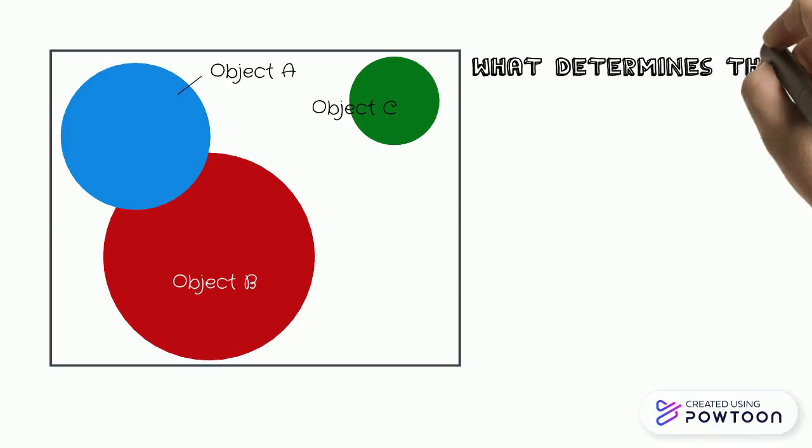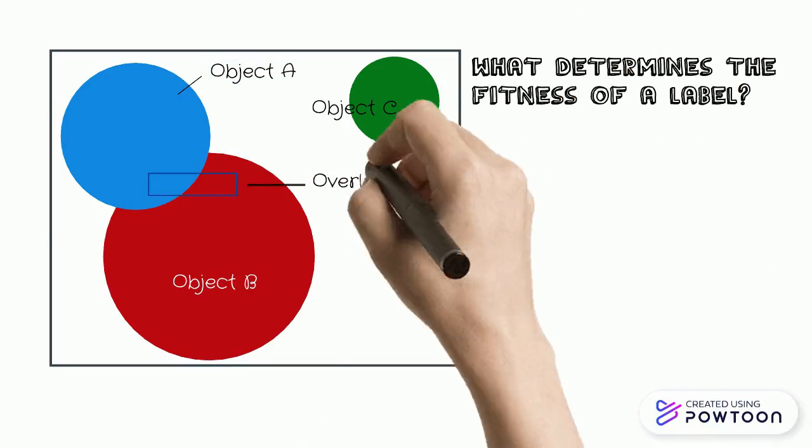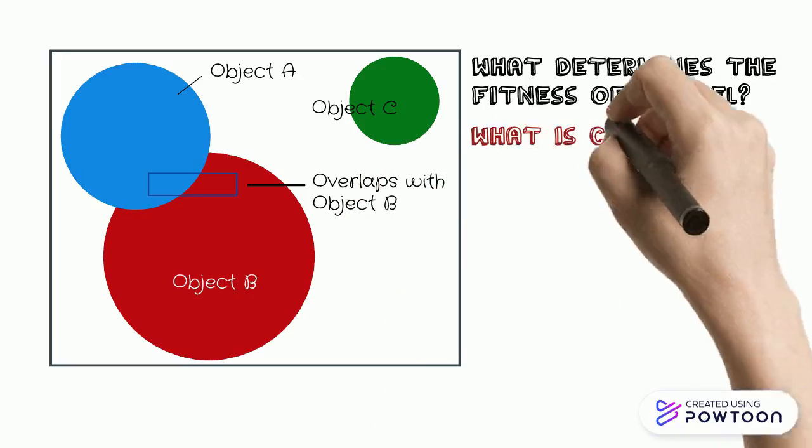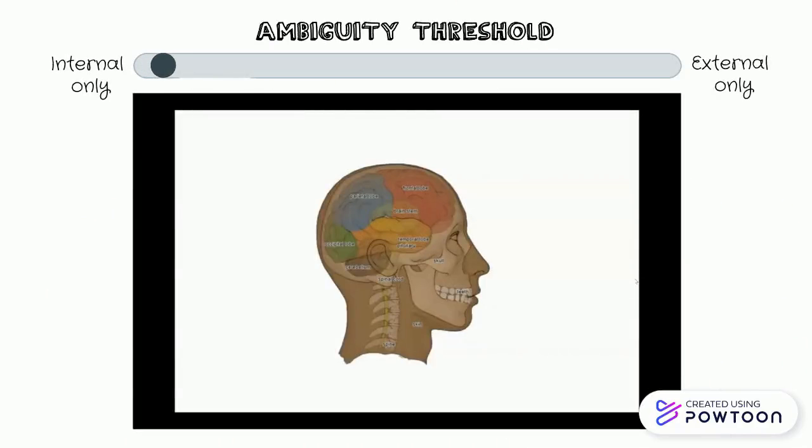So, what determines the fitness of a label? The authors use multiple criteria, but they all share a common goal: to minimize ambiguity. This is why the current label for object A was considered better than, for example, this one. Now, the logical question is, what is considered to be ambiguous? Conveniently, this can be defined by the user with the ambiguity threshold. An internal label is considered ambiguous if its fitness is below the threshold, causing it to be replaced with an external label. This threshold can be tweaked to force the algorithm to exclusively use either internal or external labels.